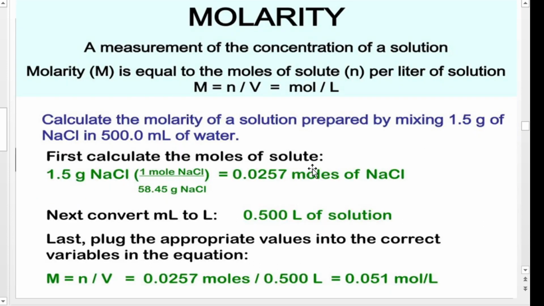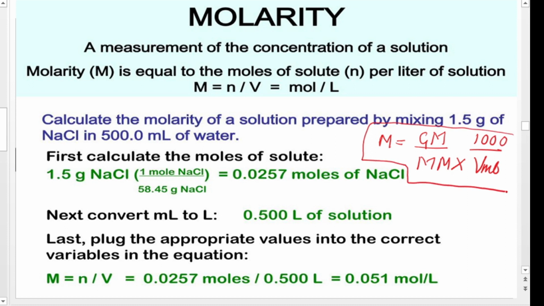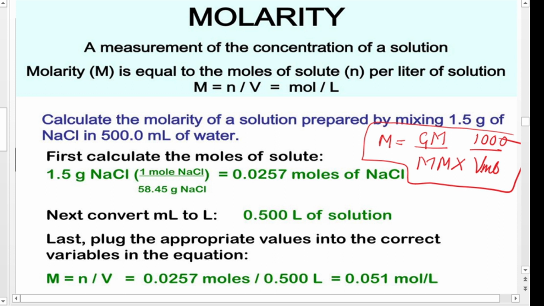If my question does not have the volume in liters, then I obviously can go for the conversion. So how will I find molarity? It will be moles, which means given mass upon molar mass, and to convert volume from mL to liters, I need to divide it by 1000. So this is the new formula for molarity, but this is to be used when your volume is in mL.